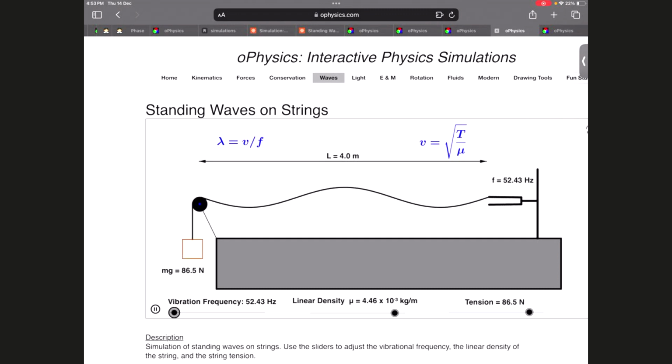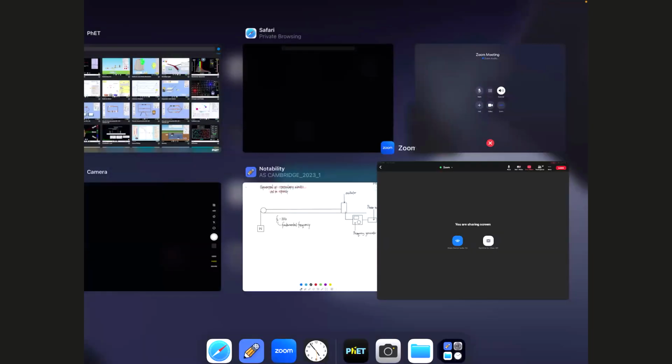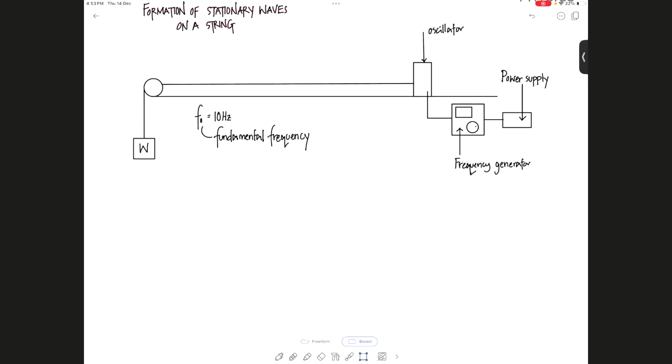Antinodes, right? So that's what I'm going to show you right now. This is due to something called harmonics. How are harmonics generated? Do you see the frequency here is 10 hertz, right? So at 10 hertz, when I have my stationary wave, it will be the most basic form possible.